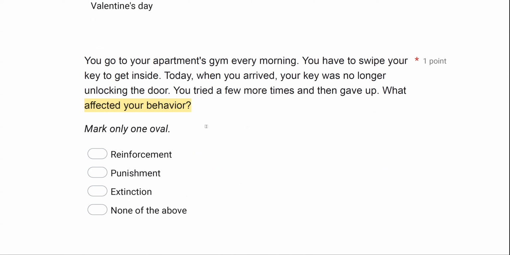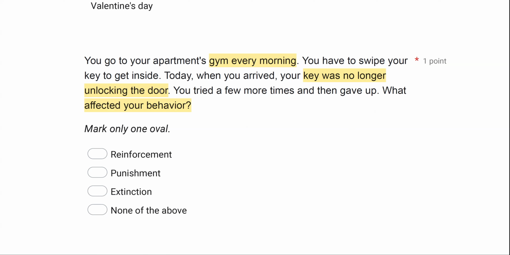You always want to identify the behavior of interest. Well, we know you go to the gym every morning and you have to swipe your key to get inside. Today, however, when you arrived, your key was no longer unlocking the door. So put yourself in that scenario, and this is what you should be doing in your daily life, examining your daily life through the lens of ABA. How can you apply what you're learning to your real life?